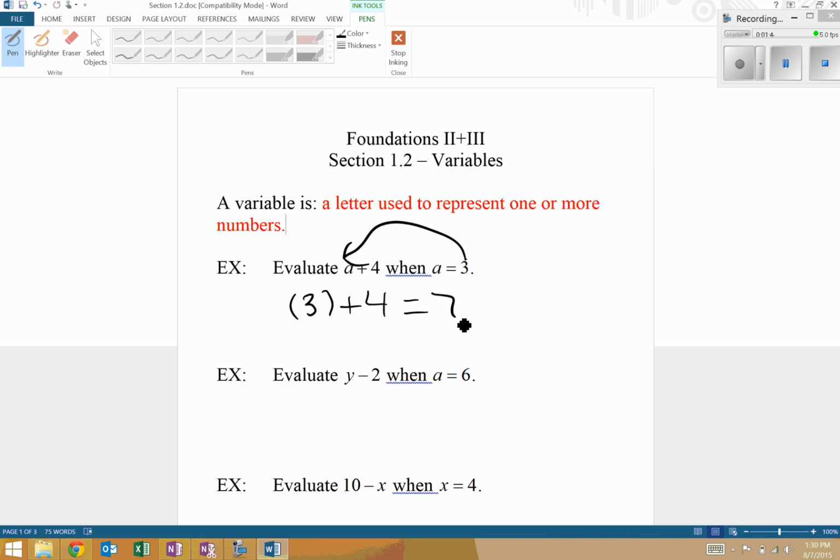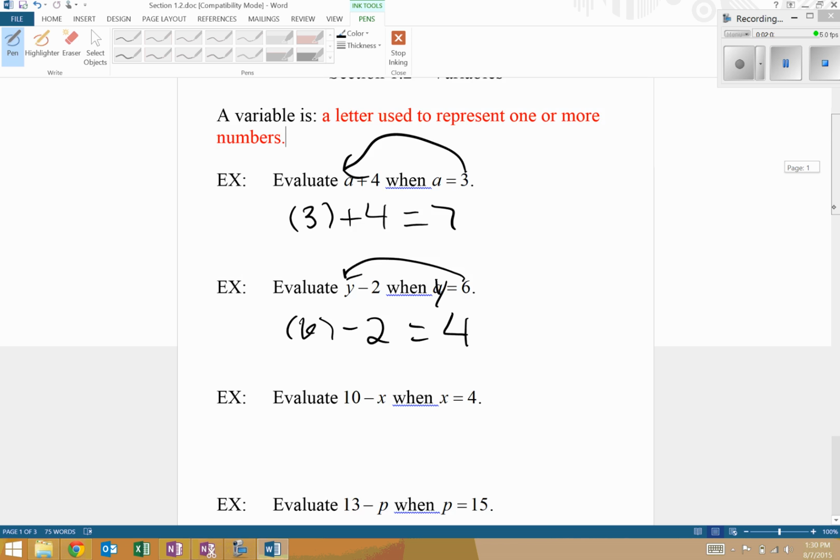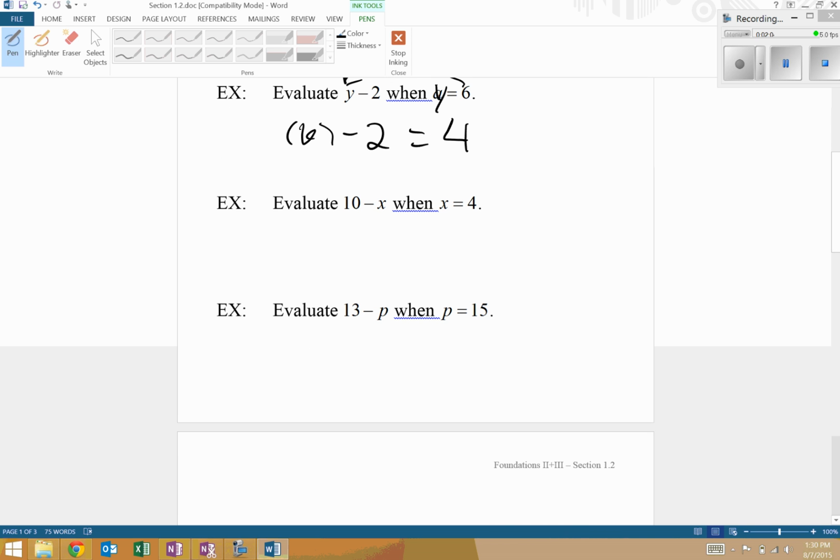Again, next one. Whoops, little typo there. When y equals 6 is what that should say. So you again plug it in. I'm going to put what I plugged in parentheses. So 6 minus 2, of course, is 4. So actually, the actual math is really not that challenging. So again, you could kind of get the idea here, plugging in. Again, I like to use parentheses when I plug things in, just to kind of highlight the fact that that's what I plugged in. And you're going to get 10 minus 4 equals 6.